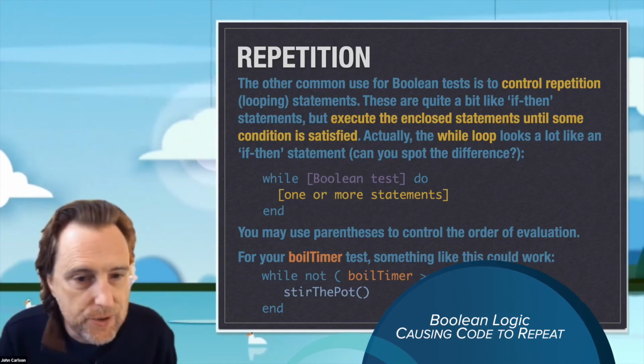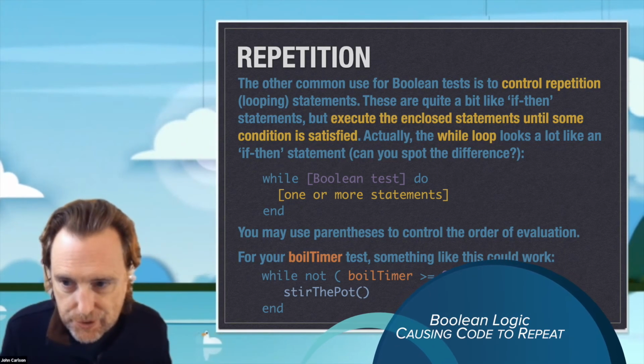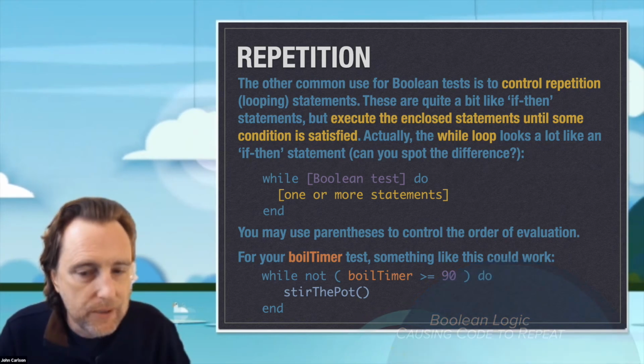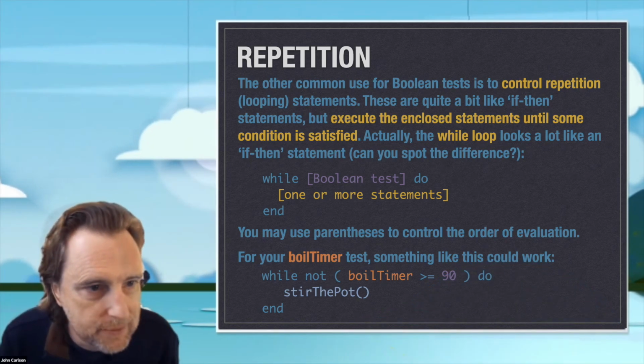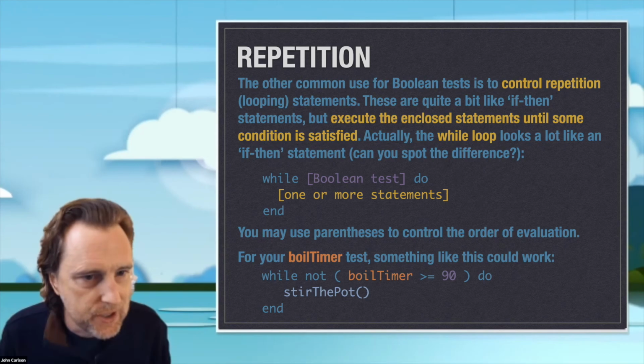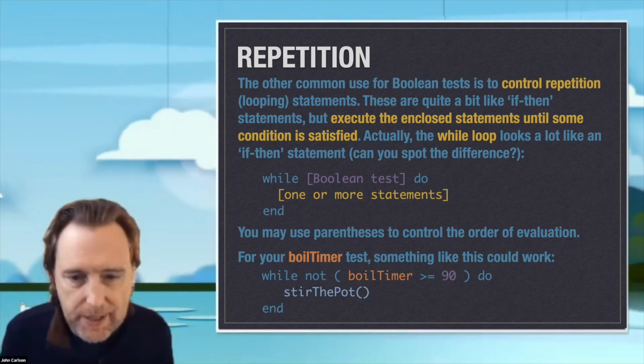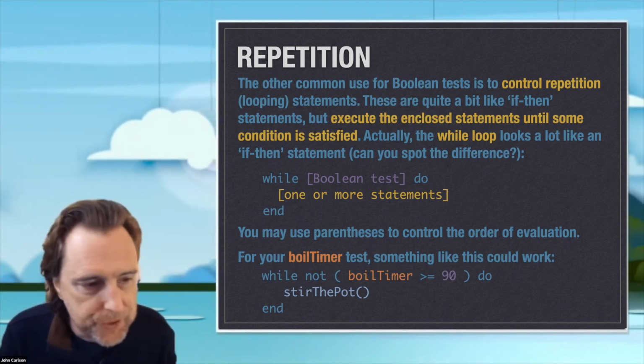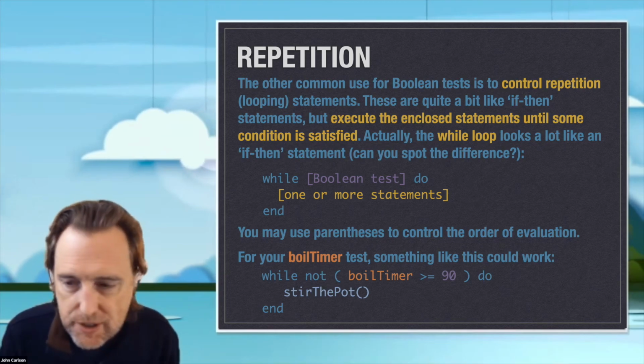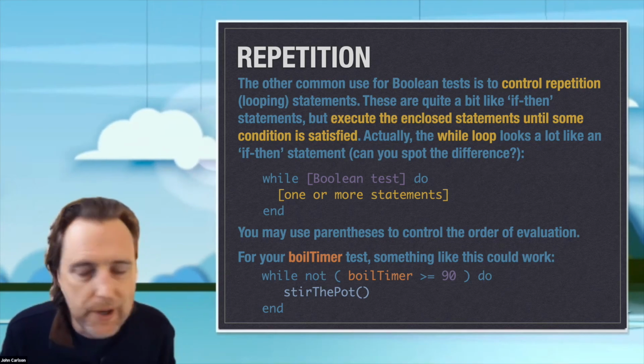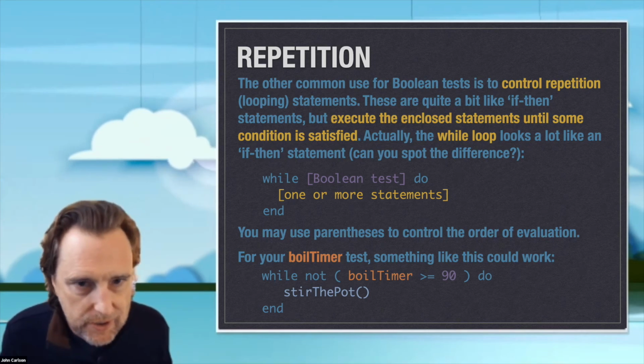The other thing we use Boolean algebra to do is to determine the number of times we want to do something. So any sort of repetition will be controlled by Boolean algebra, where the truth or falsehood of the condition determines whether or not another repetition is done.